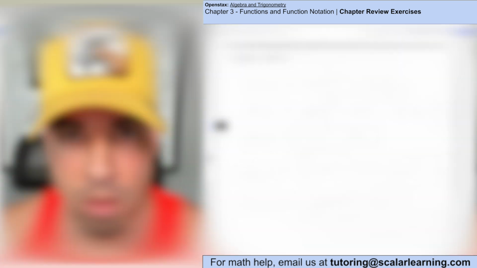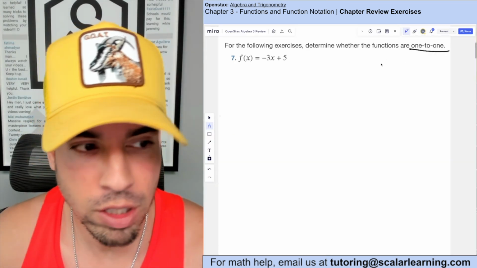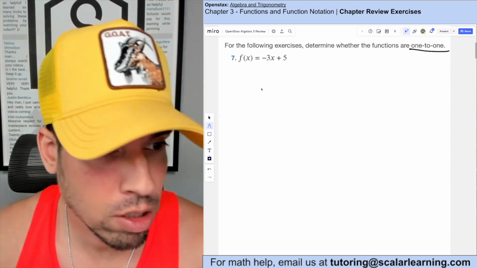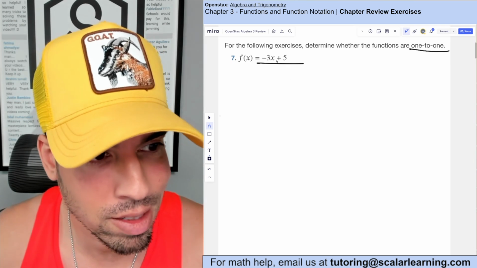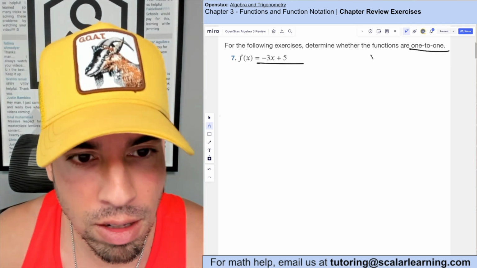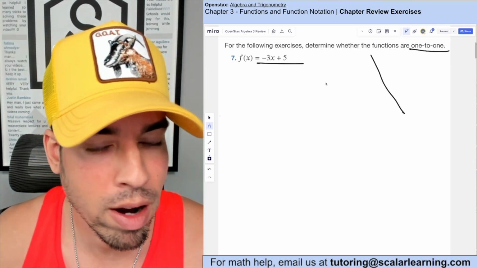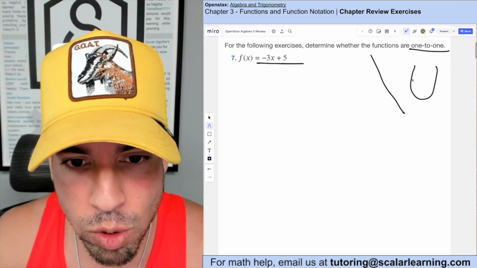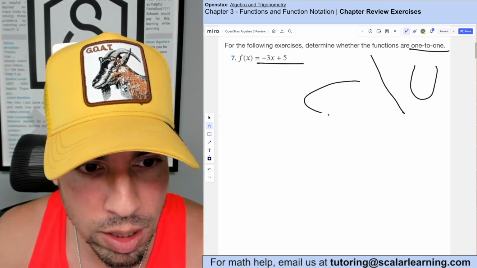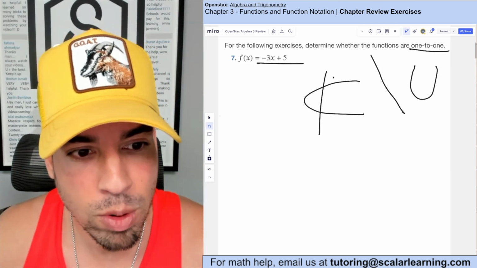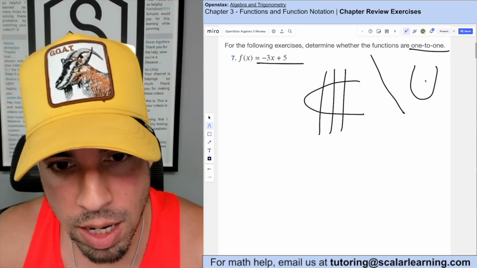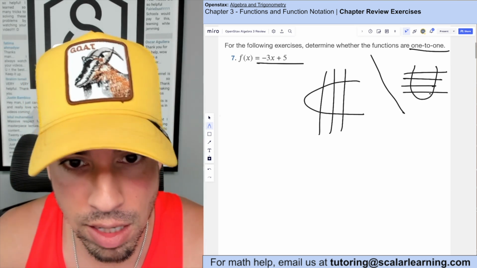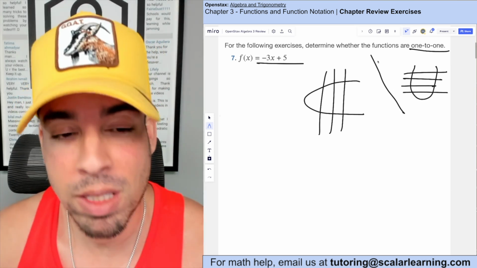Boom, done. For this question, we're trying to determine if this function is one-to-one, meaning there are no repetitions of x's, no repetitions of y's. So if I look at this, what is this? Negative 3x plus 5. That's a line, right? It's got a negative slope, a y-intercept of 5. But the main thing is there's no repetition. Repetition would occur if it curved up like this or it went like this, right? In this case, this wouldn't even be a function. It would fail the vertical line test. This would be a function, but it would fail the horizontal line test, which means it would not be one-to-one. But this is a line.